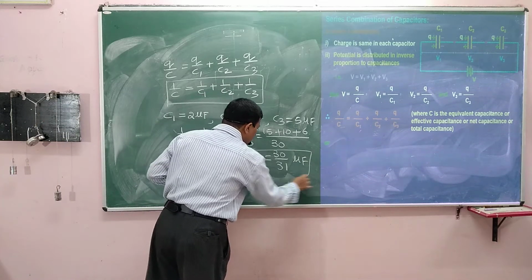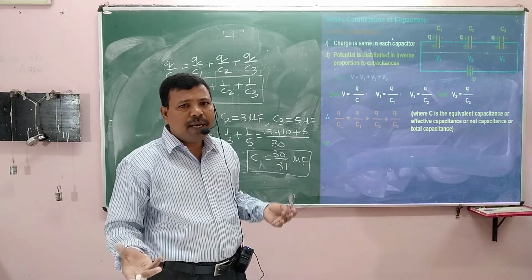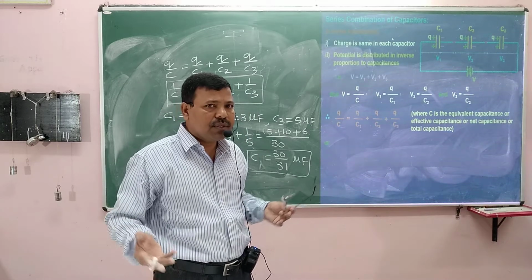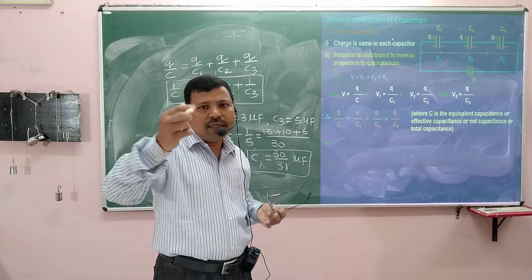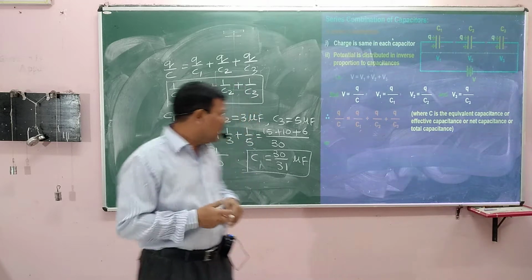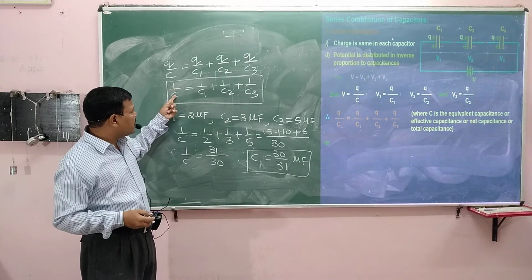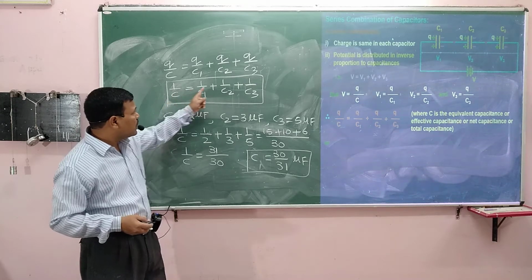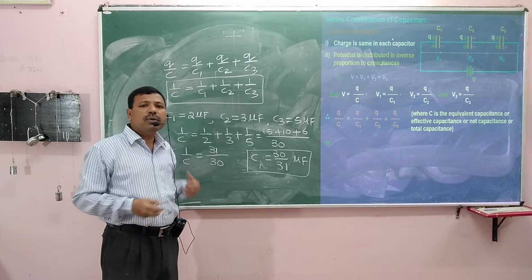So like this, we can choose any number of capacitors of different capacitance, and we can get the net capacitance. Here, reciprocal of net capacitance is equal to sum of the reciprocals of the individual capacitances.